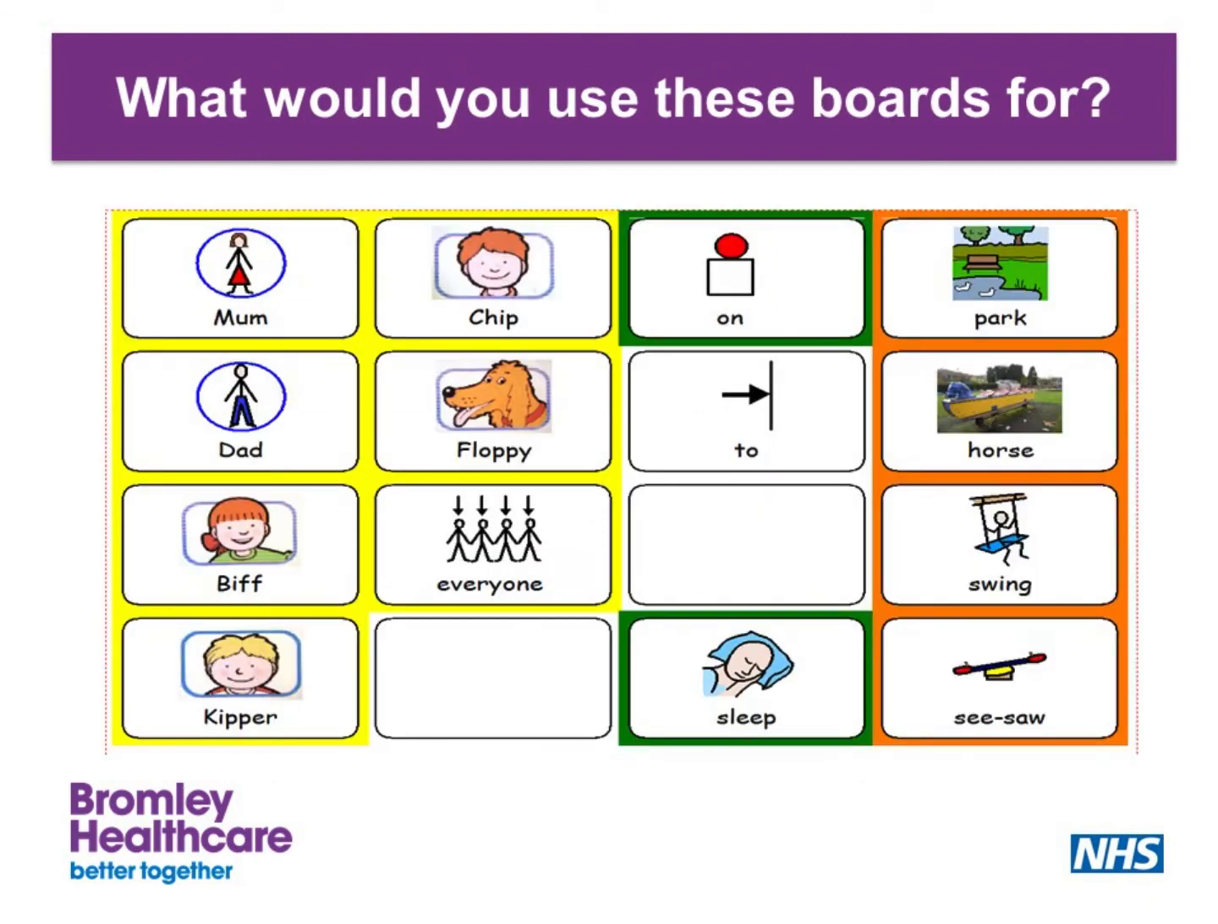What would you use this board for? So this board is what we might call a storyboard. And again, you can see from left to right, we've got the sentence building ability. So again, this is for a child who's able to link words. But you've got your sentence building from left to right. So Chip is on the swing will be an example there.